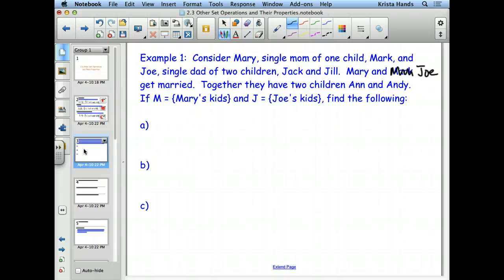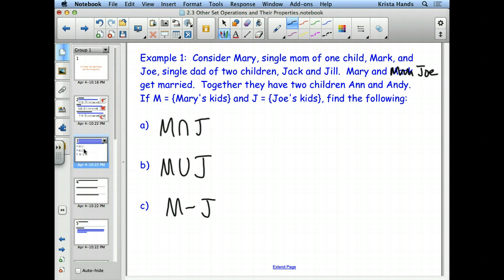All right, so we're talking biological children here so that we can make the argument that we're looking at, not how they feel about them emotionally or anything like that. I get it, they're all children, all right? But we're going to take a look at finding M intersect J, finding M union J, and finding M minus J.